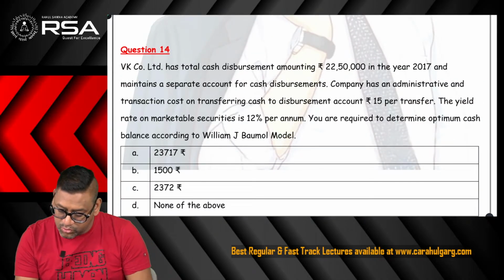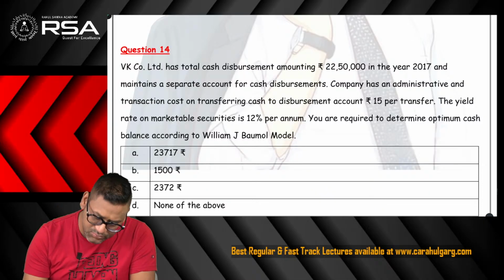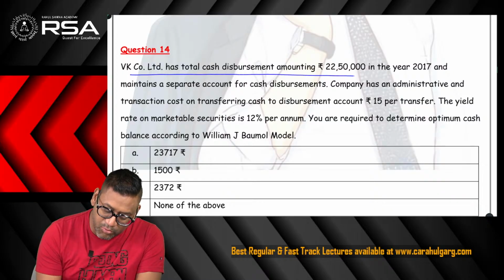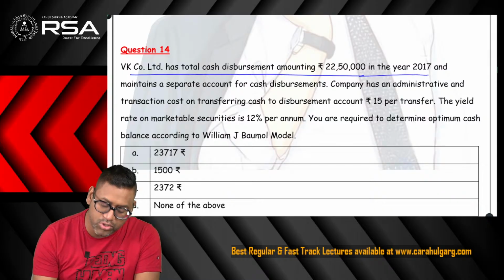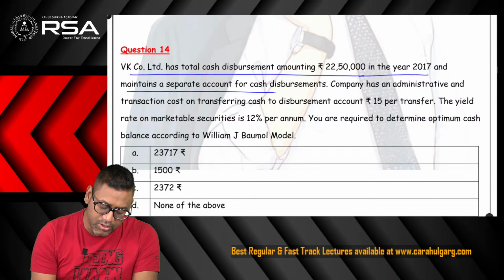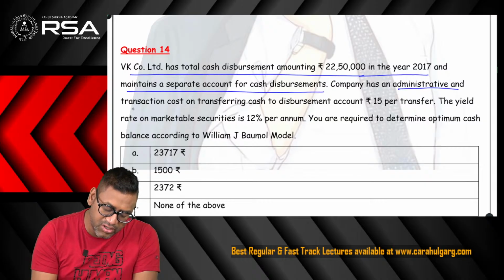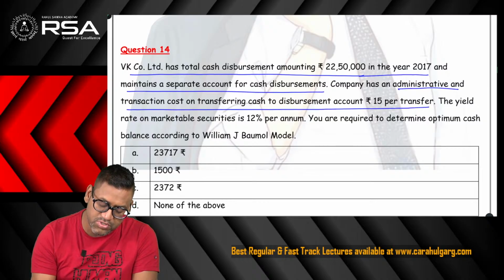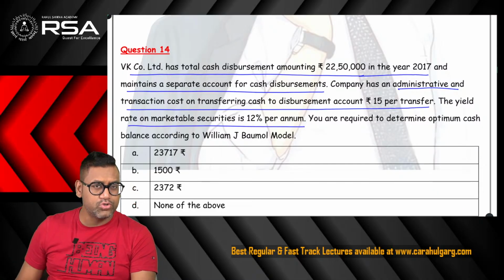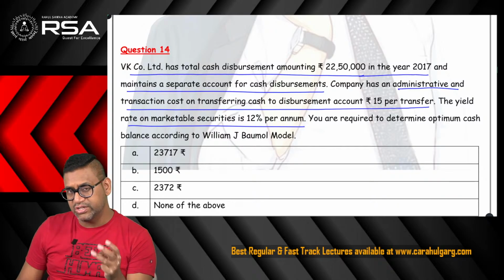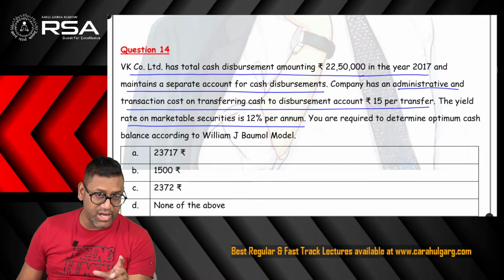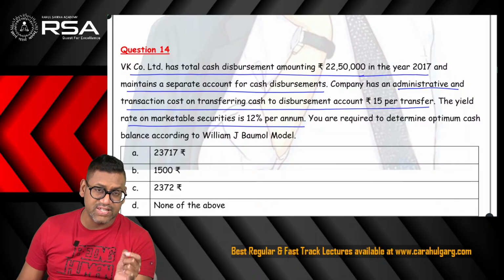So now one practical question comes over here. Child, question number 14. VK Company Limited has the total cash disbursement amounting to rupees 22.5 lakh in the year 2017. This question was asked in examination 2 times. It maintains a separate account for cash disbursement. The company has an admin and transaction cost of transferring cash to the disbursement account of rupees 15 per transfer, and the yield rate on marketable securities is 12% per annum. So a fit question to find out the optimum cash balance, where we need three things: A, T, and C. A means annual requirement of the cash. T means the transfer cost or the transaction cost, and C means the carrying cost.